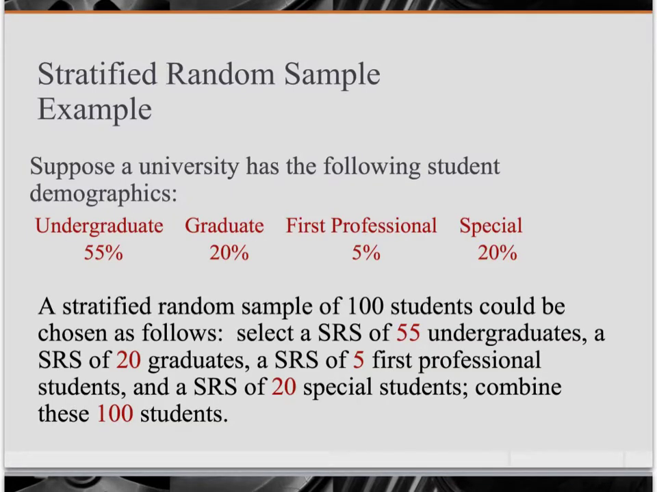So here's an example. A university with the following student demographics: 55% of them are undergraduate, 20% are graduate, 5% are in first professional, and 20% are in special programs. And a stratified random sample of 100 students could be chosen by taking 55 undergraduates, 20 graduates, 5 first professional, and 20 special students. And in those populations, then you pull simple random samples of that size from each of those populations. And you combine those to get your 100 students.